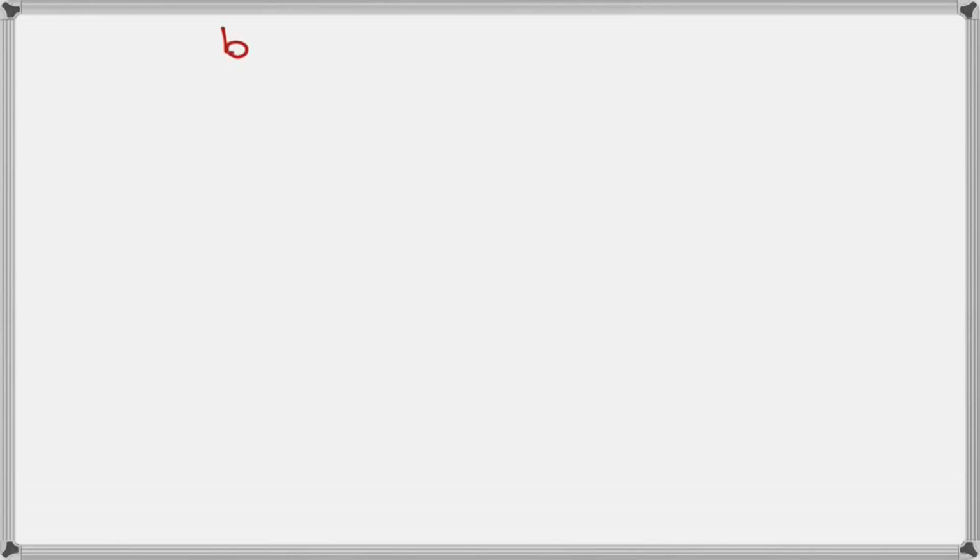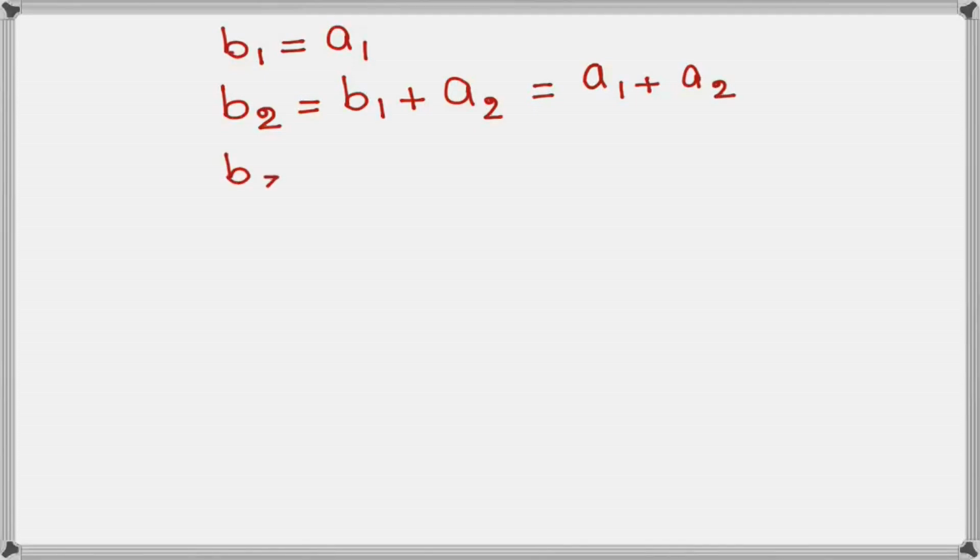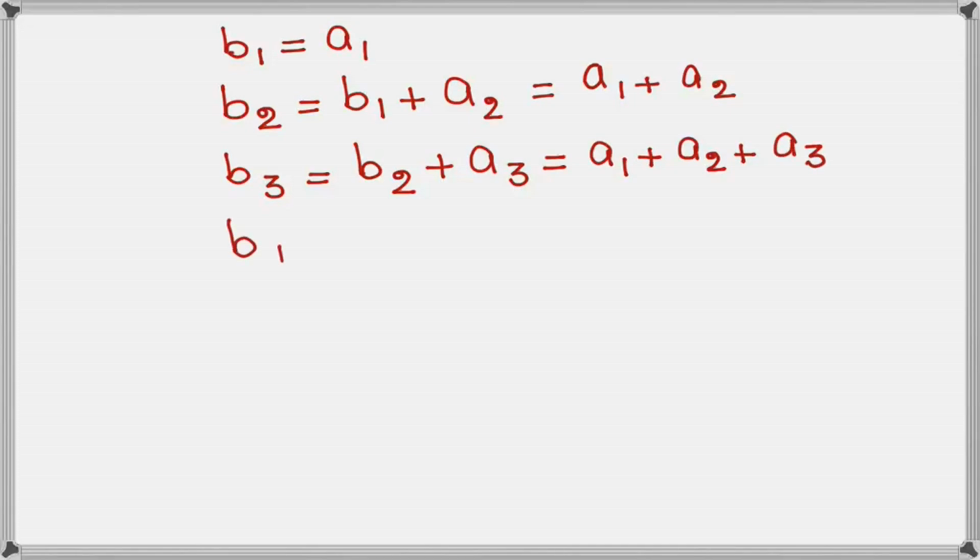We have b1 is equal to a1 and b2 is equal to b1 plus a2. As b1 is equal to a1, we get b2 is equal to a1 plus a2. Now b3 is equal to b2 plus a3. So b3 is equal to a1 plus a2 plus a3, and b4 is equal to b3 plus a4. So b4 is equal to a1 plus a2 plus a3 plus a4.